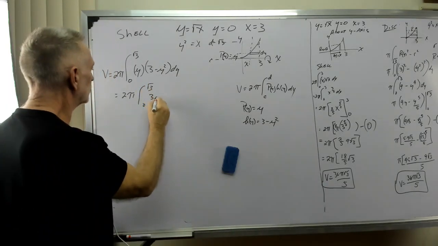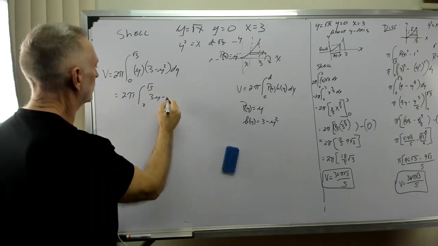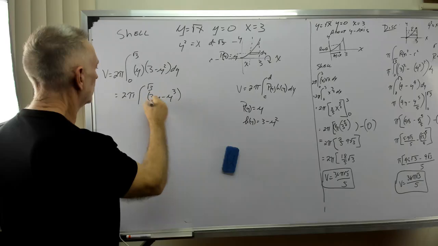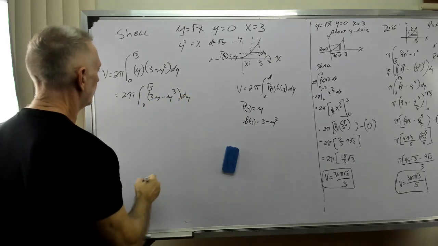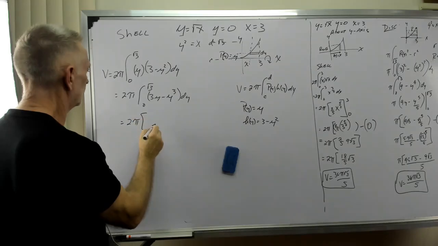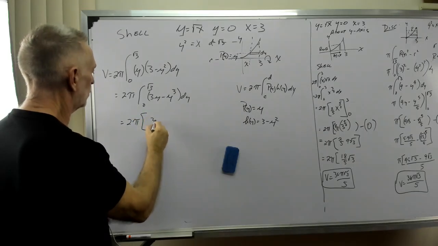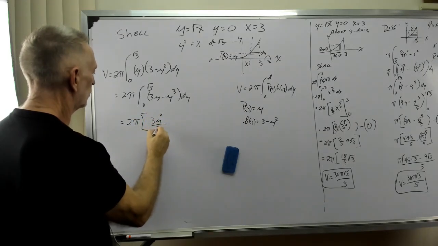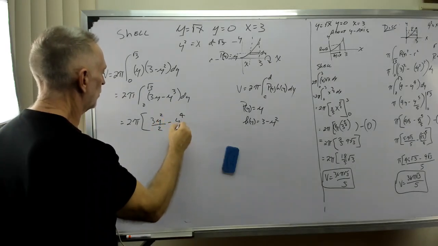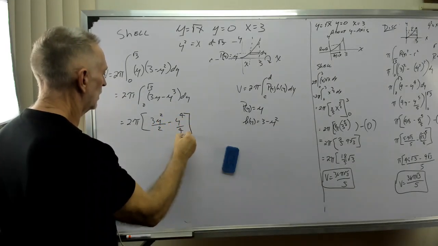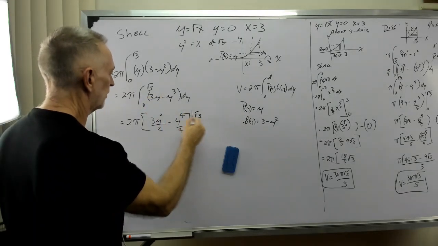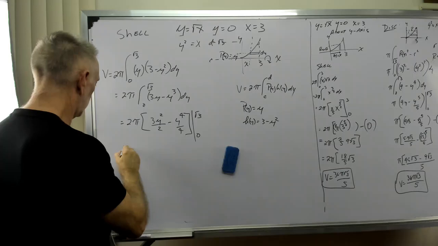3 times y is 3y. y times the negative y squared is negative y cubed, dy. So let's integrate that. That's 2 pi times 3y squared over 2 minus y to the 4th over 4, and all of that from 0 to square root of 3. So let's plug our numbers in.